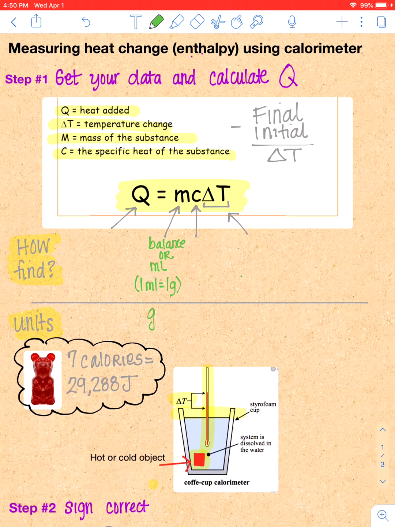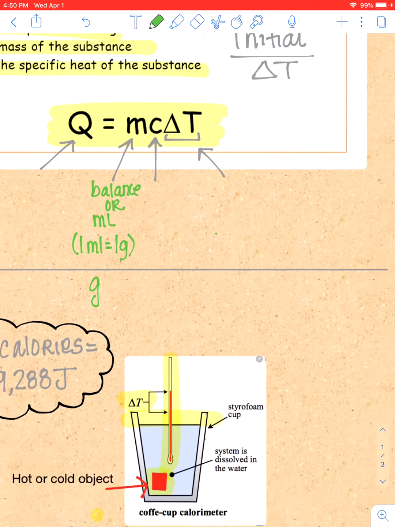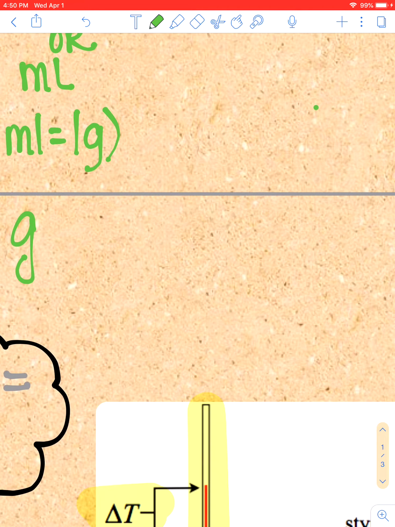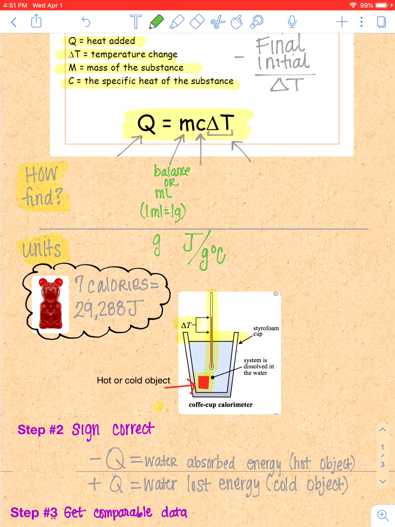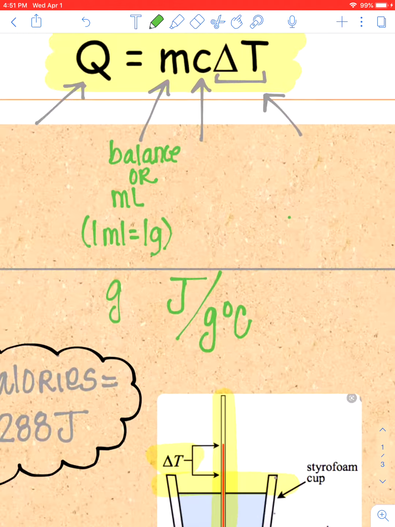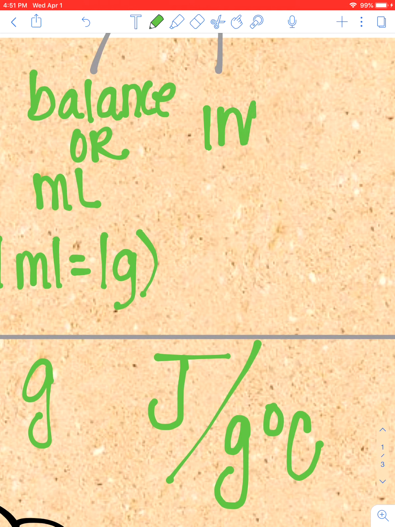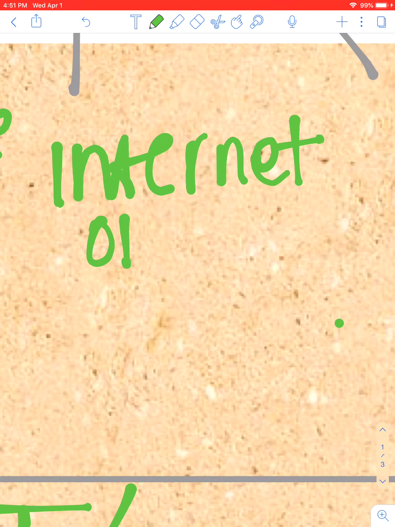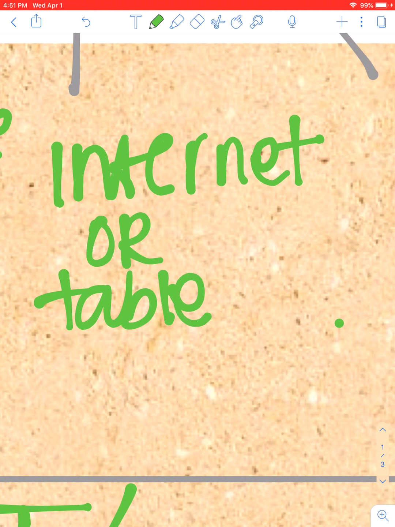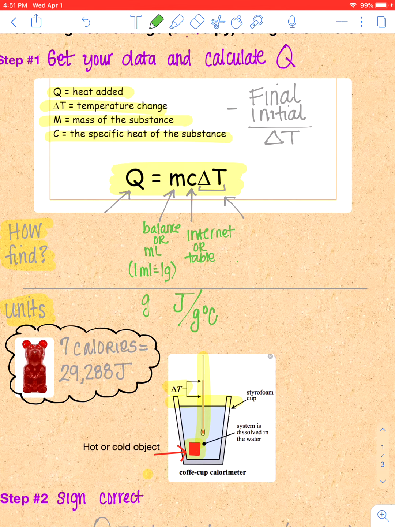So I said a lot of words in there, so let's write this down. Specific heat, let's go to units, is going to be a measure of how much energy, which we measure in joules, it takes to raise 1 gram of that substance 1 degree Celsius. So it's kind of an awkward unit. It's J divided by grams degrees Celsius. And honestly, we just look this up on the internet or a table, a chem book, anything like that. Some trusted source will give you the specific heat value of your substance or your chemical reaction.